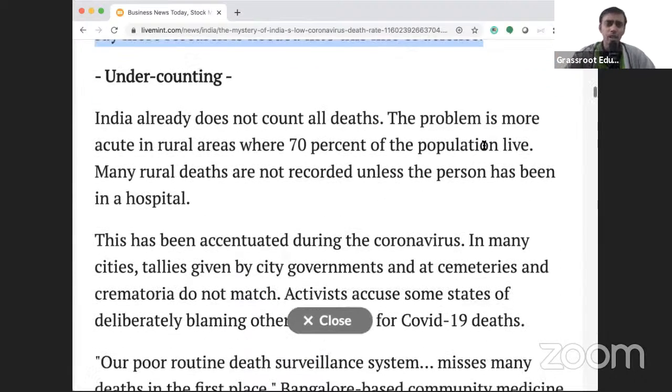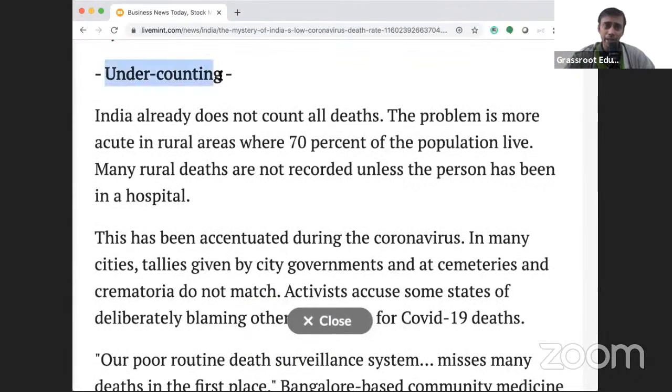Okay, but here is a different perspective now, and that is undercounting. What do you mean by undercounting? Which means even if people are dying of coronavirus, it's not being reported at all. That can also be a reason for a lower count. So let's see what the author has to say along those lines. India already does not count all deaths. The problem is more acute in rural areas where 70% of the population live.